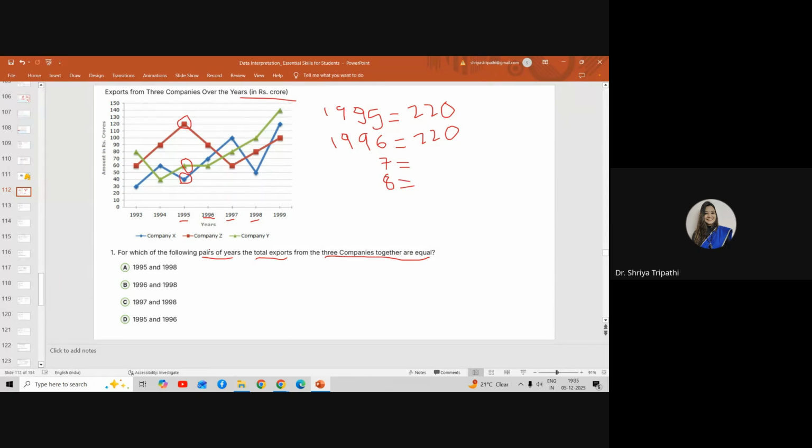For which of the following pairs the total exports from the three companies together is equal? See, now we will not start with 93. 93, 94 is not an option. So again, clearly we are doing elimination. 95 and 96, here we are getting the perfect pair for 220. So my right answer is 95, 96, option number D. Everyone, are you with me? Understood? Yes, ma'am. Others? Yes, ma'am. Okay, good.